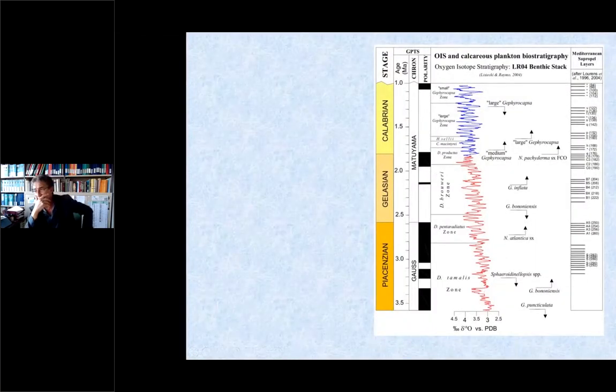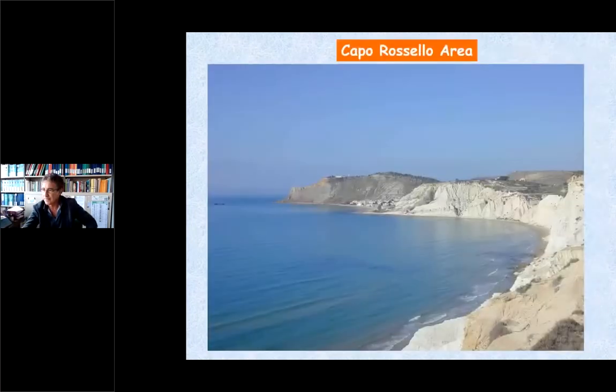So the Gelasian, if you look at this picture, this number corresponds to the sapropels. A5 corresponds to the Nicola bed, which corresponds to the Gauss-Matuyama chron reversal. In this interval, we have a lot of foraminifera bio-events and nannofossil events that permit a good correlation in different places in the Mediterranean.